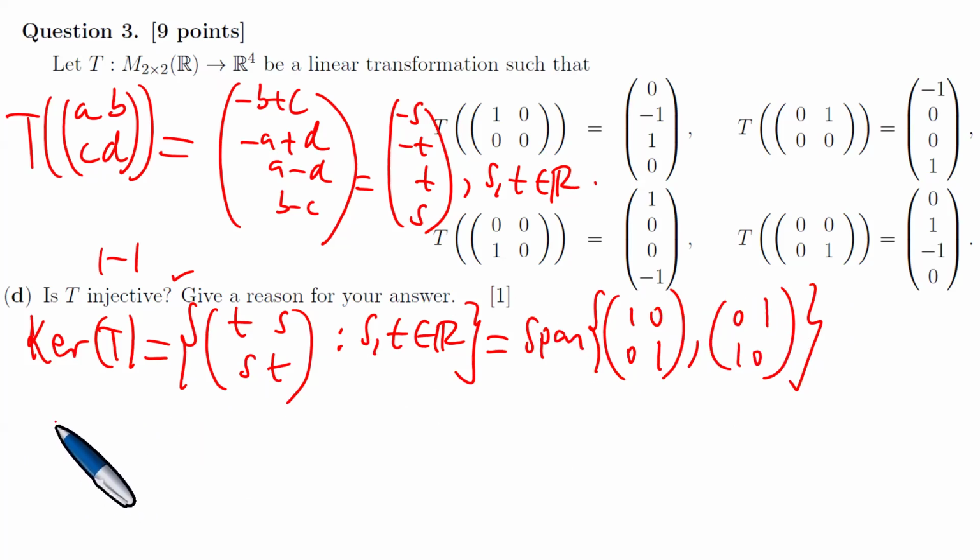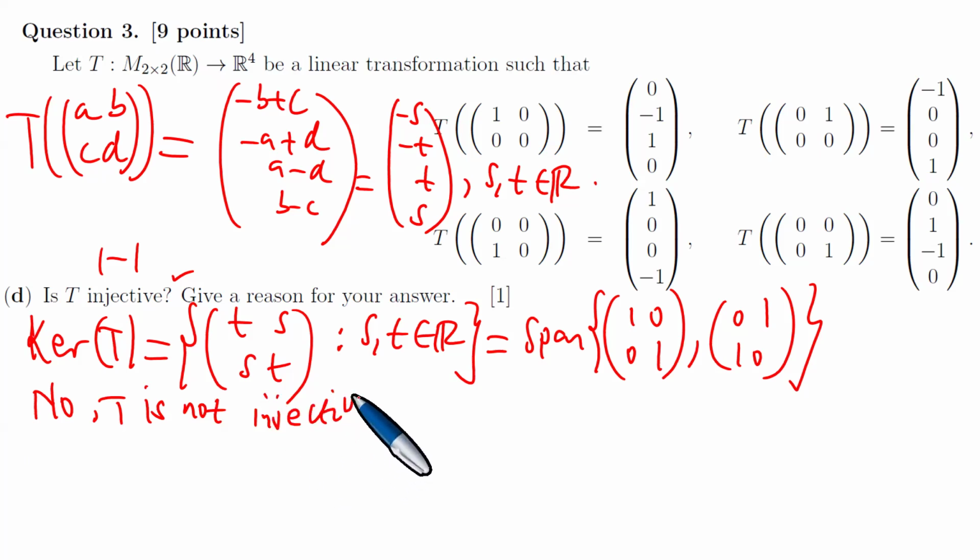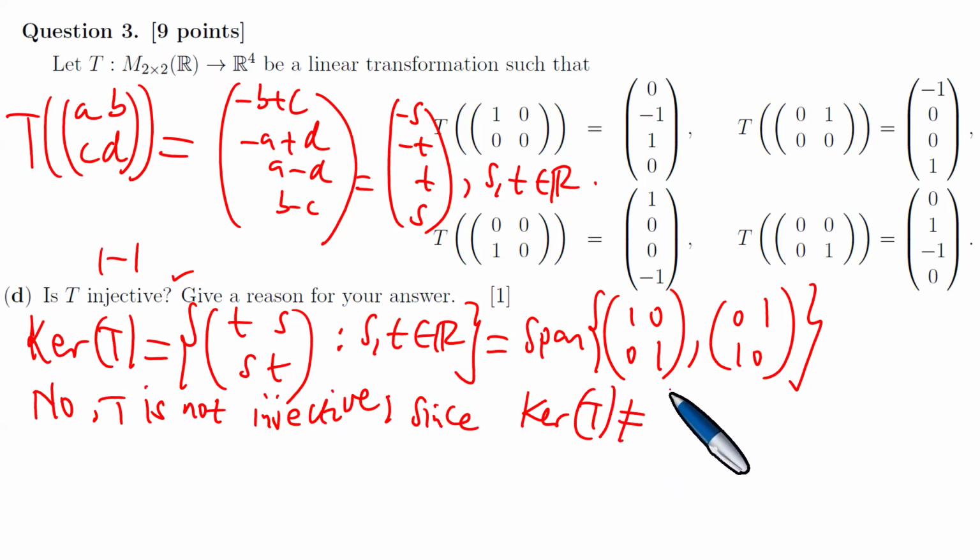So now it means that we can answer this question now. Is T injective? Well, no. T is not injective. Okay, for injectivity, one way is to look at the basis for the kernel. So T is not injective. Why is T not injective? Since the kernel of T does not only have the 0 vector, it has like 2 things.